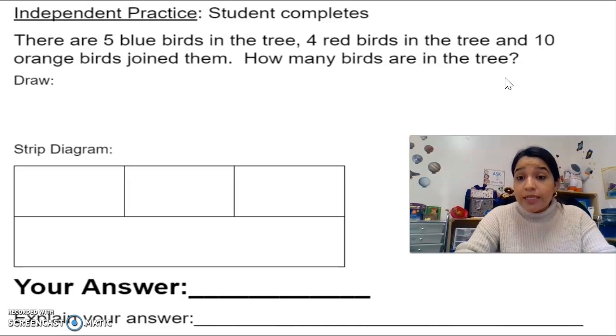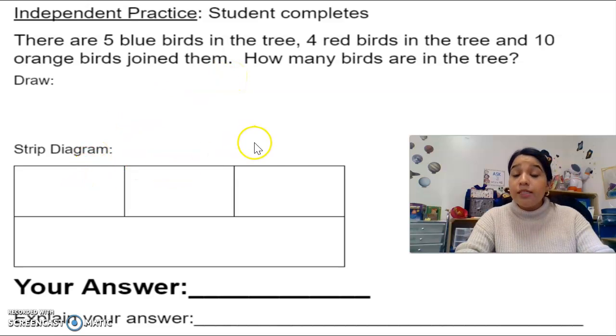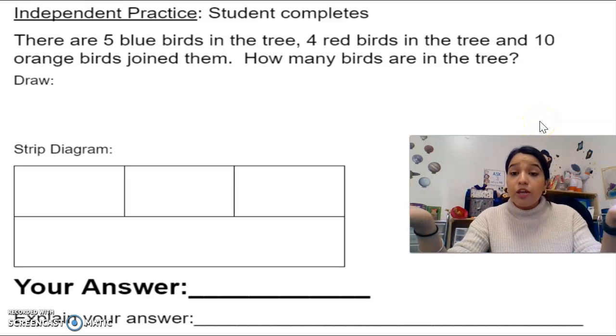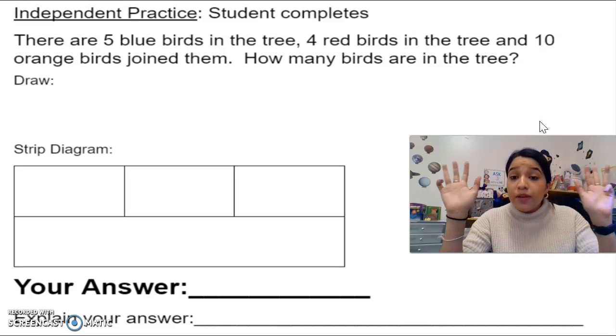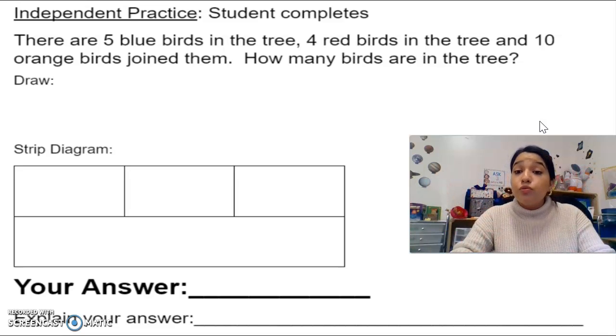So just like we did in the lesson, you are going to draw your 3 different numbers represented in the word problem, and you are also going to put your different parts that you have in your strip diagram. You're also going to put your answer right here and explain your answer at the bottom. So how did you get your answer? Did you add? Did you subtract? Did you count with your fingers? Did you count your drawings? How did you get your answer?